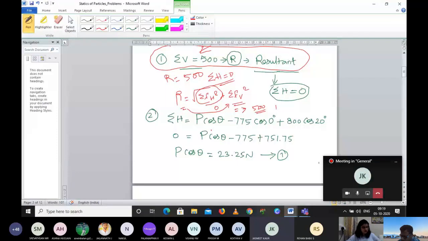All of you listen. So now you substitute P cos theta, 775, 800. Please put summation of horizontal force equal to 0. Is it clear? Yes, sir. So why are we putting this 0? Because the resultant is acting along the y-axis. Positive y-axis, whatever it is, but it is acting along the y-axis.